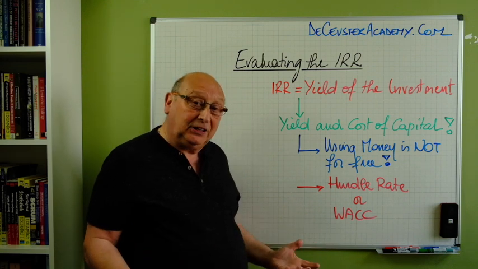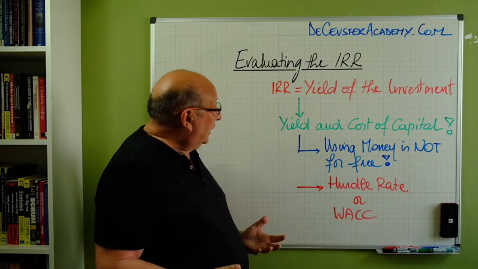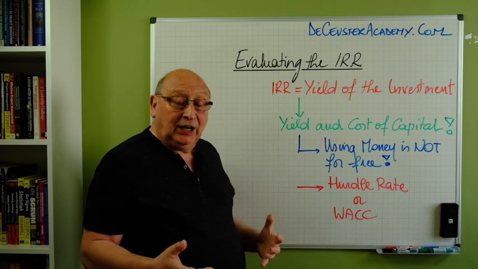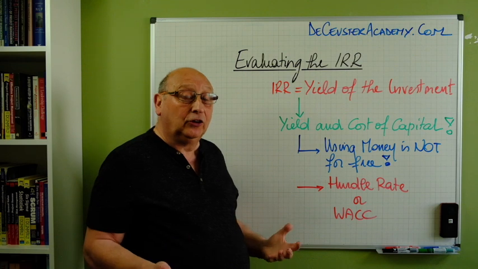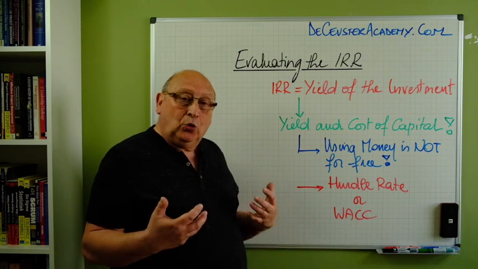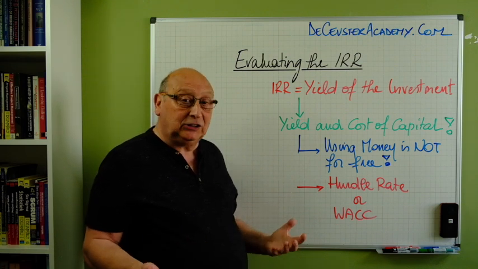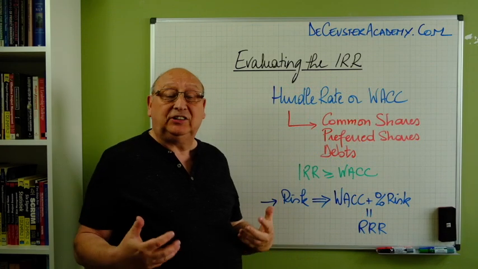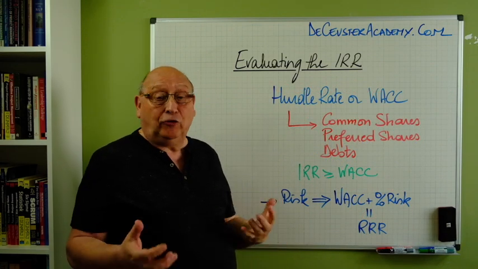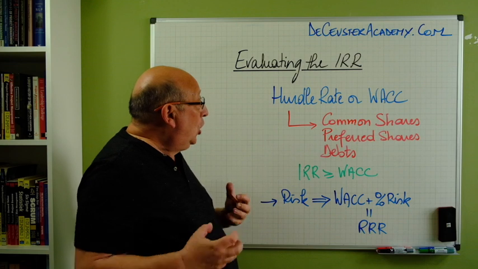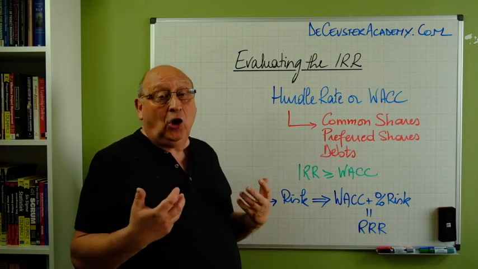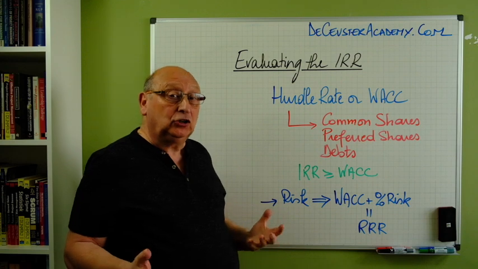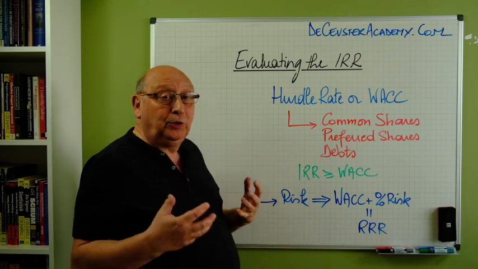So basically, we have to understand what the hurdle rate is about, or what the weighted average cost of capital is. When we look at projects, we have to be sure that the yield of our investment is higher than the hurdle rate. Otherwise, we don't have a good investment. Once we have calculated the internal rate of return for our project, for our investment, we have to see what the hurdle rate of our company or the weighted average cost of capital is. How do we find that?